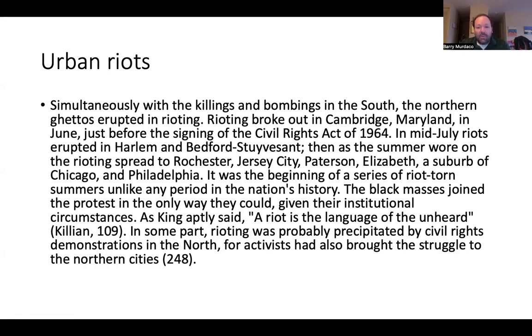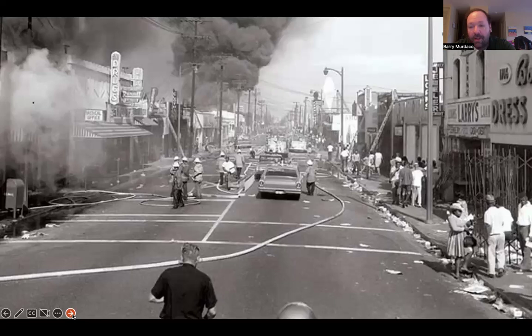In some part, rioting was probably precipitated by civil rights demonstrations in the North, where activists had also brought the struggle to northern cities as well. You see just one of many photographs that you can see here. I believe this is a picture of Detroit, I think, but I'm not sure. You could honestly find dozens of other pictures like this during this period of time as well.